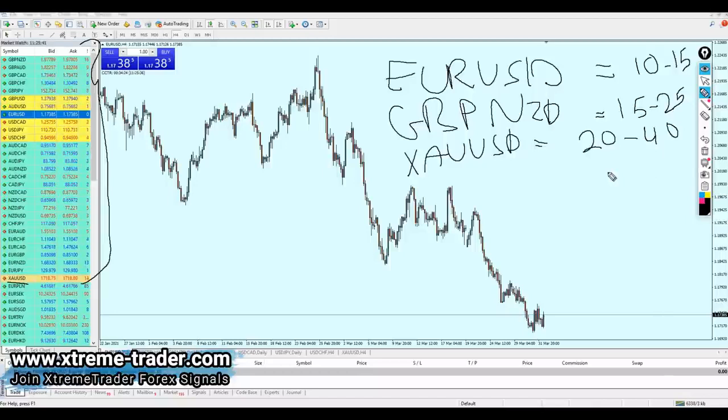For scalping gold, this is fair enough because the pair moves very fast. One candle can move more than 200 pips. So scalping between 20 to 40 pips is very good. So it all depends on which pair you are using.